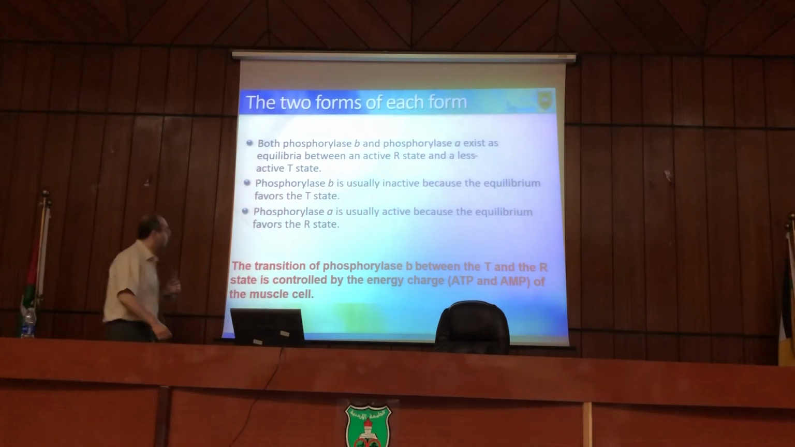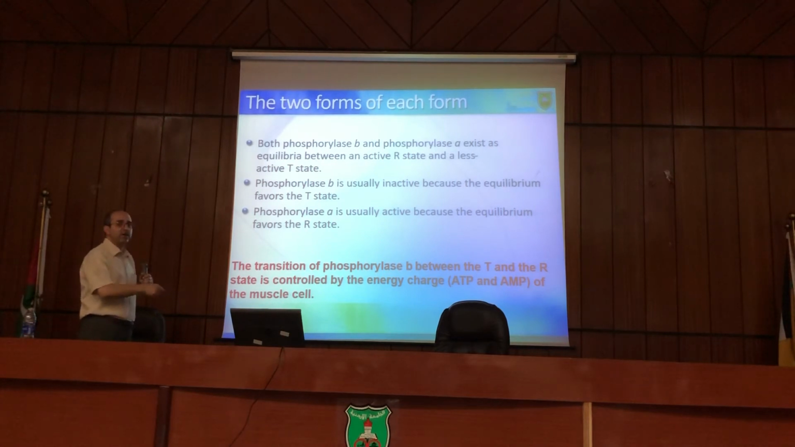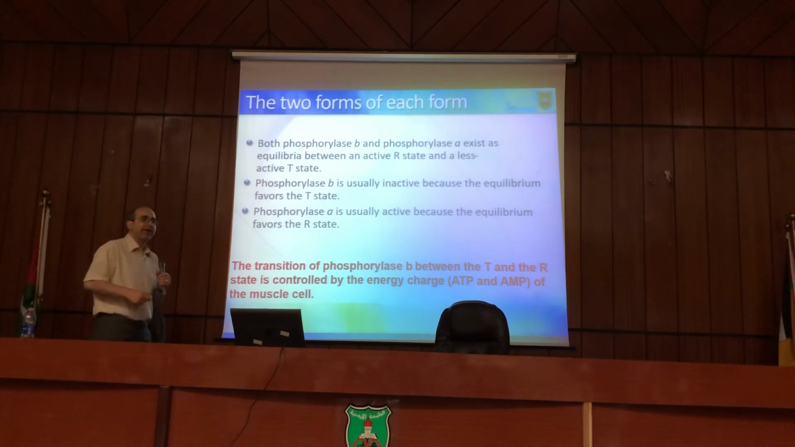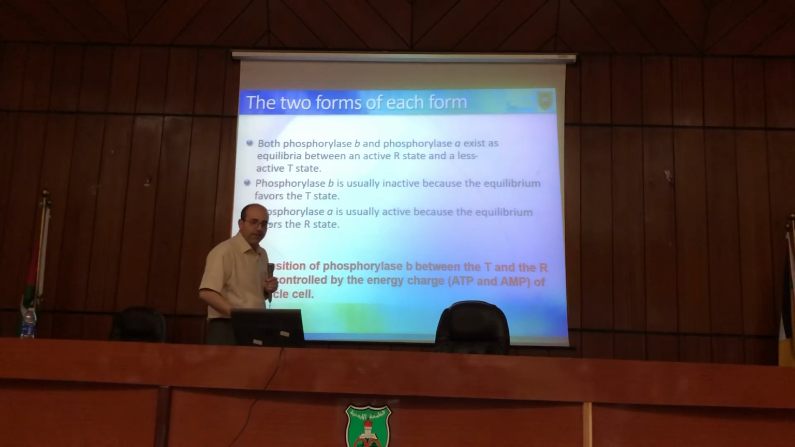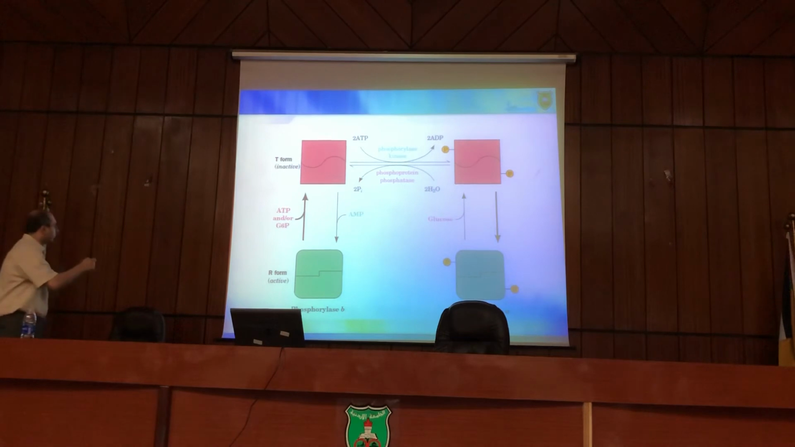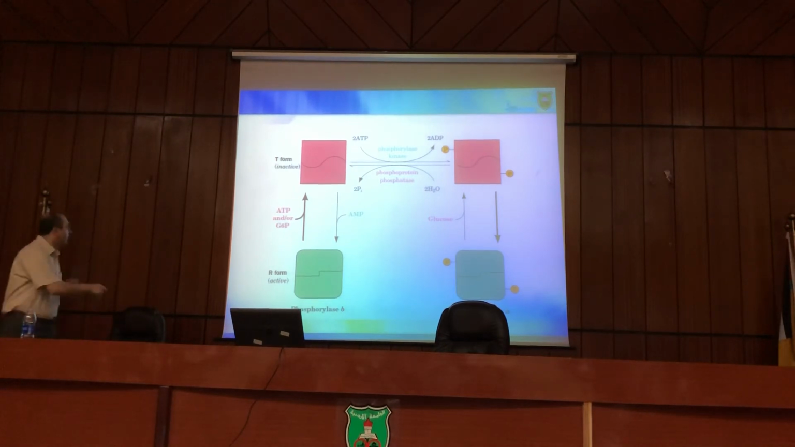Now, the other thing is that the switch between T and R is related to how much energy the cell has. So it's related to ATP and AMP. There is a balance between ATP and AMP. What happens here is that whenever you have a high level of ATP or a high level of glucose 6-phosphate, the protein becomes more in the T state.